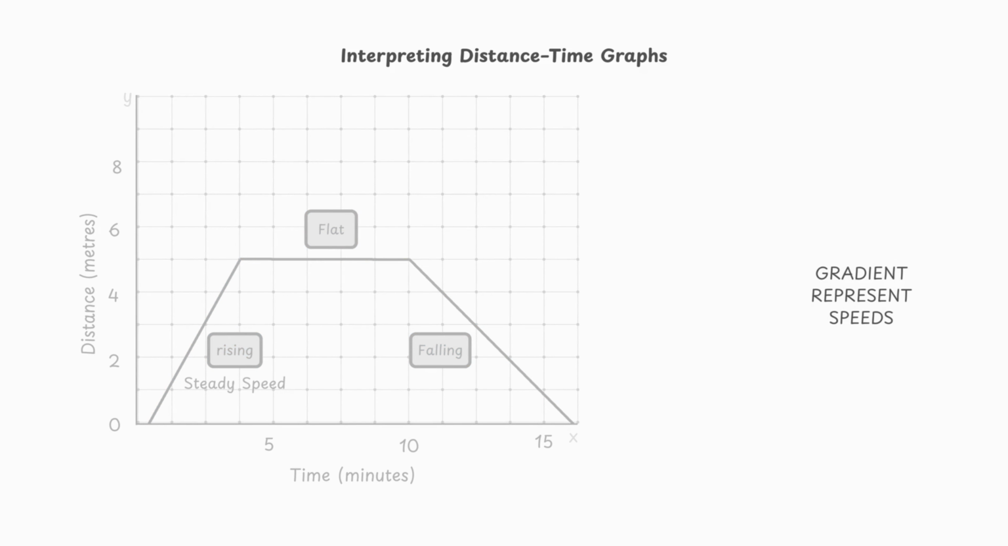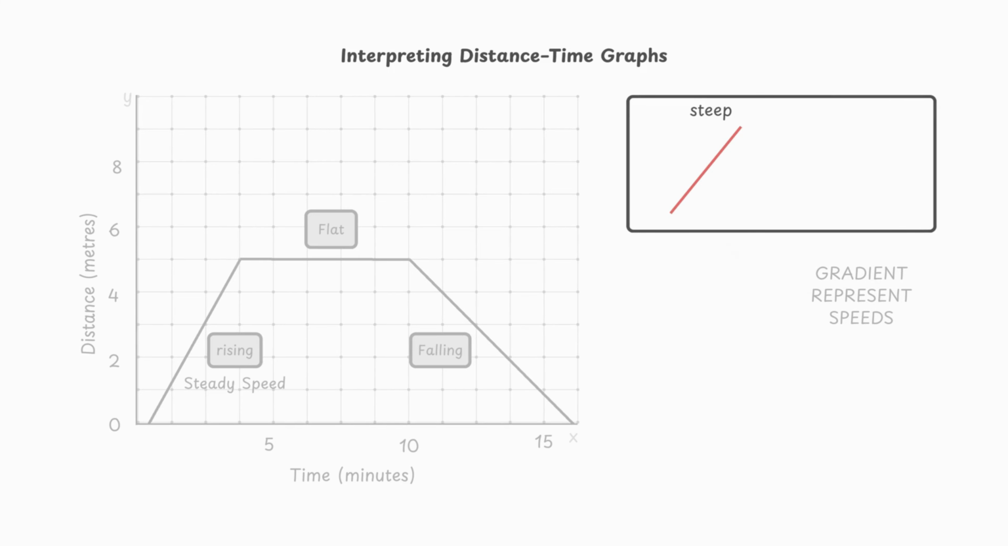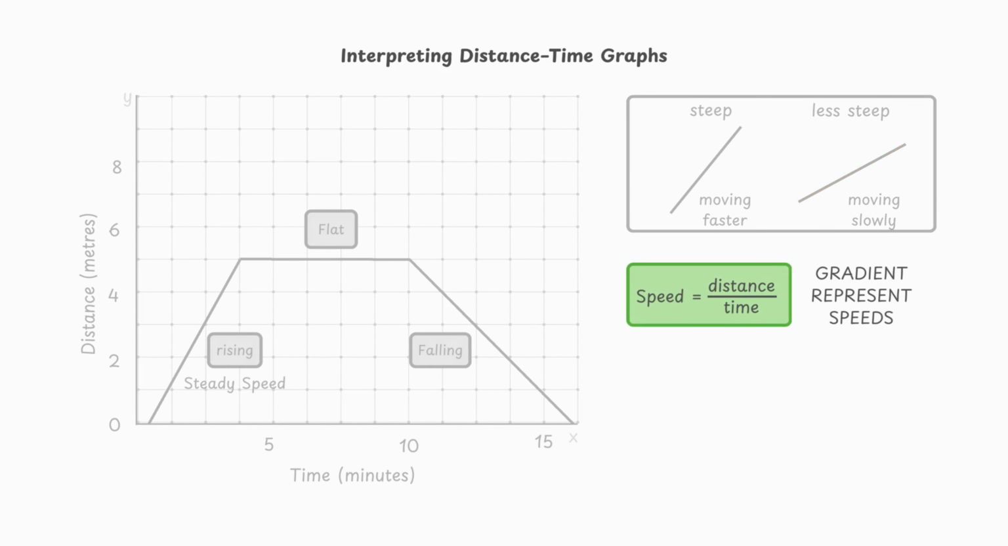In a distance time graph, the gradient represents speed. A steeper line means the object is moving faster because the distance changes more quickly. A less steep line means the object is moving more slowly. Speed is calculated by dividing distance by time. This tells us how much distance is traveled during a certain amount of time.